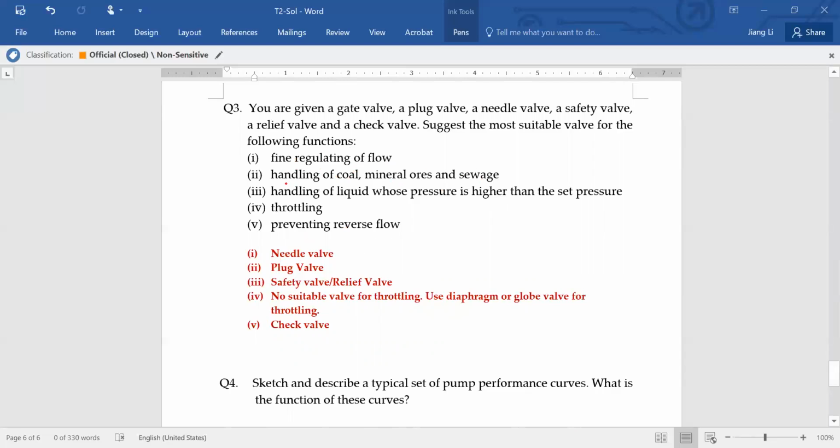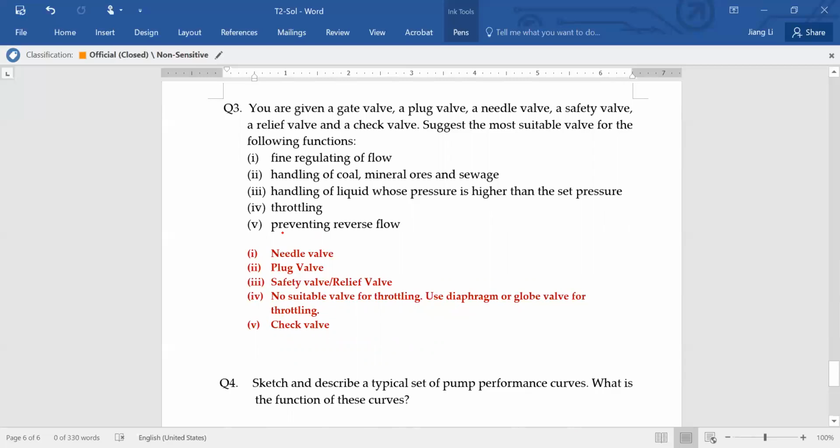Then for other types, for example, handling of mineral ores, you can choose the plug valve. And the third one, handling of high pressure, you need to release the pressure. So usually you would need to use a safety valve or relief valve. And for throttling, the given valves are not suitable. Usually, if you check your lecture notes, it will be more suitable to use a globe valve or diaphragm valve for the throttling. Throttling is to change the pressure.